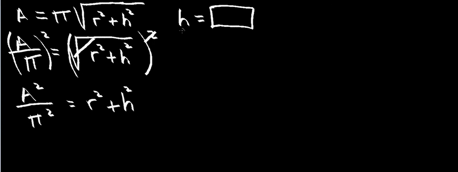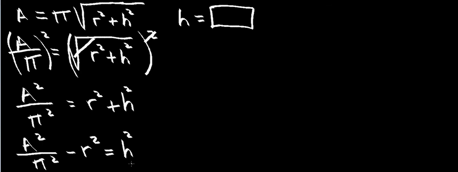We're looking for h being the subject of the formula, so any term that doesn't contain h is going to move to the other side of the equal sign. So a squared over pi squared minus the r squared, which was adding on the right hand side, goes to the left hand side subtracting: a squared over pi squared minus r squared equals h squared.